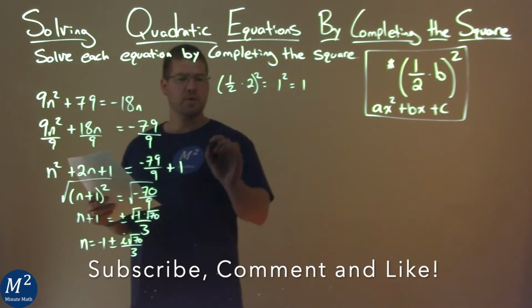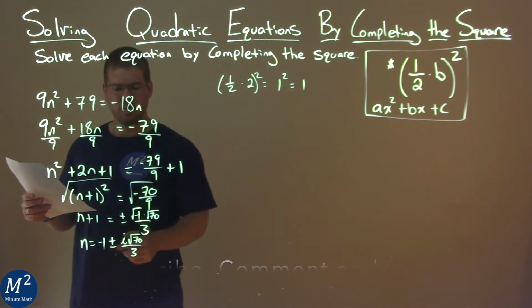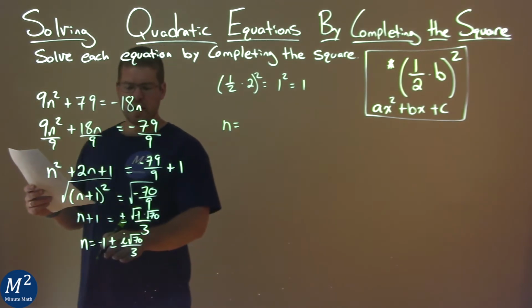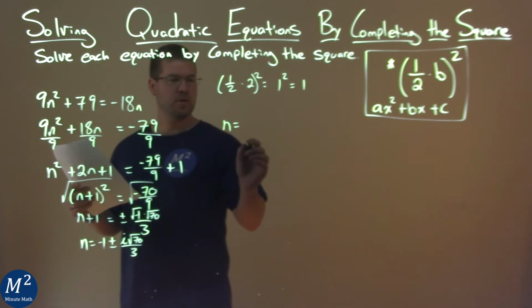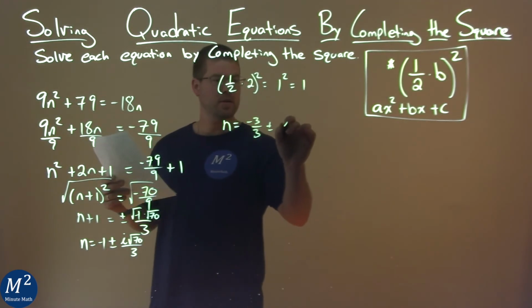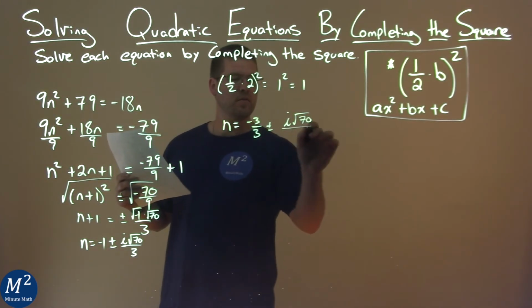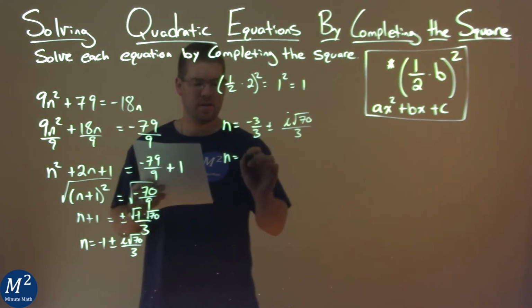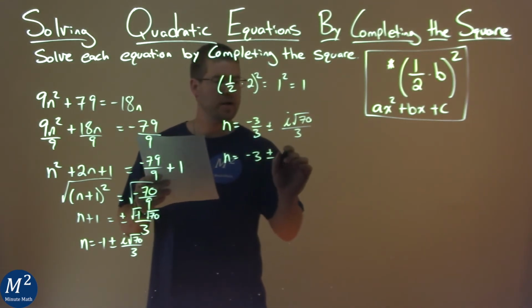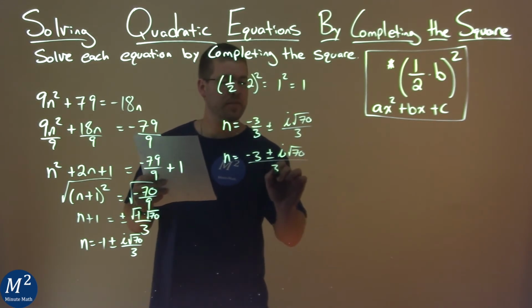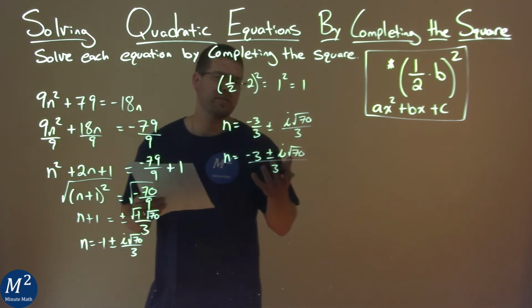Keep going, let's put it up here. I want to combine these into one fraction. So we have n equals, well, this negative 1 is a 3 over 3, so I can have it as a negative 3 over 3 plus or minus i square root 70 over 3. We can combine that to be one big fraction of negative 3 plus or minus i square root 70 all over 3. And so that's really our final answer here.